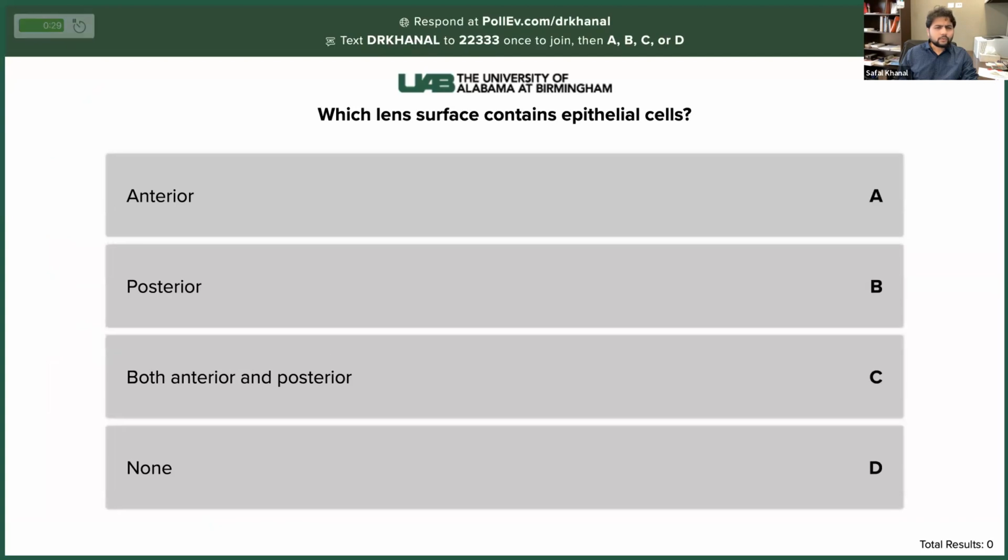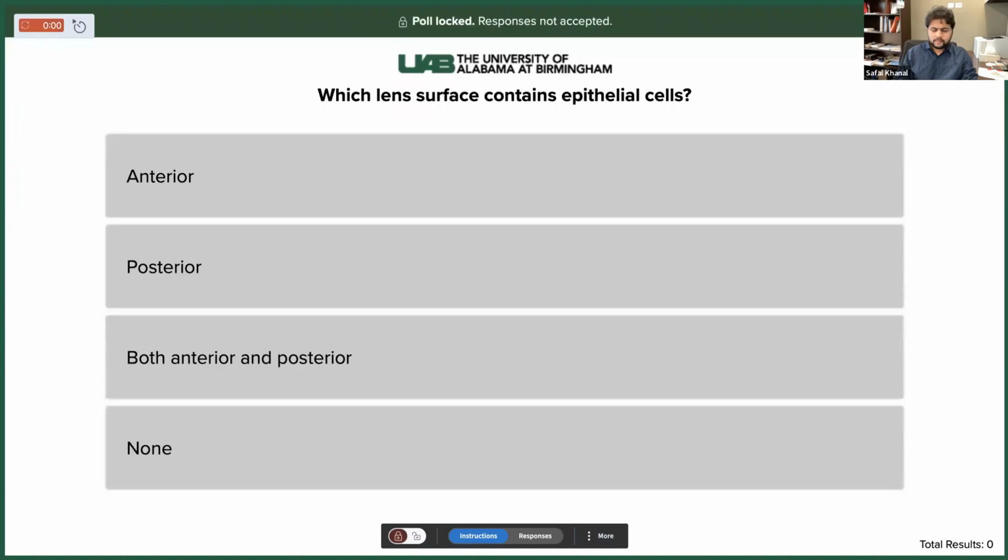So here is another poll question for you. Which lens surface contains epithelial cells? You can respond to this poll by clicking on the link in the chat box again. This is an anonymous poll, so please respond to this poll if you can, and then we'll discuss the answer. Let me put the link again if that is not working.